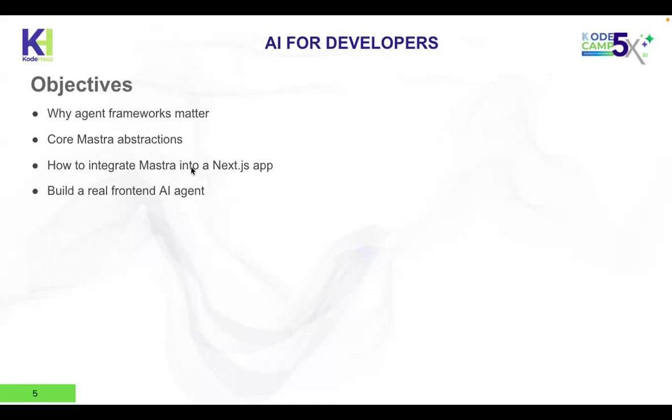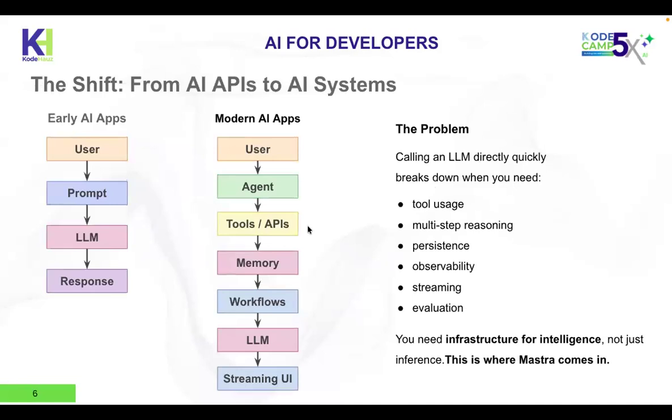So we're going to start a simple Next.js app like we did last time. But this time we're going to use Mastra to build a real front-end agent. In this case, we are essentially moving the whole thing to the front end, right?